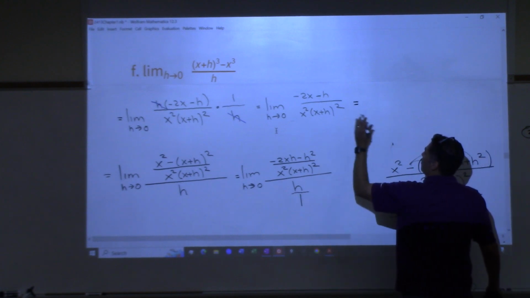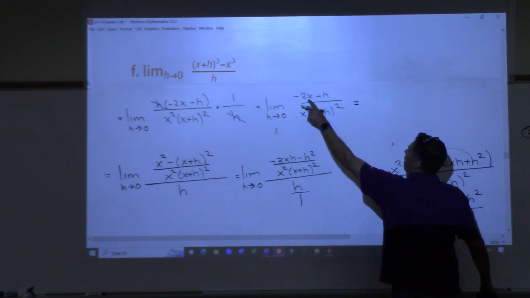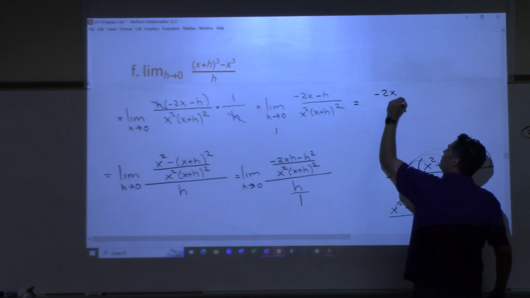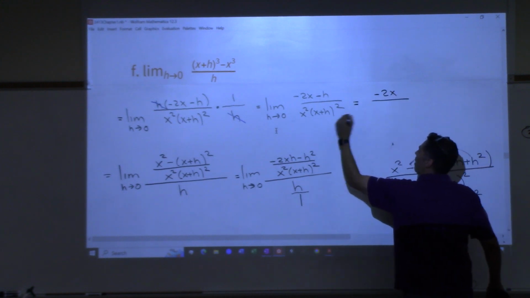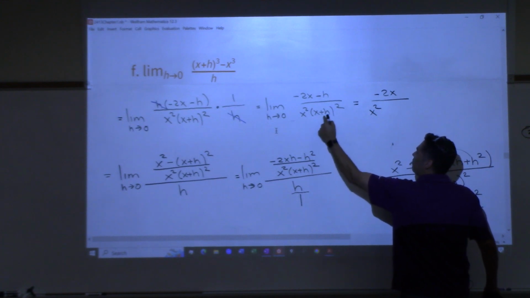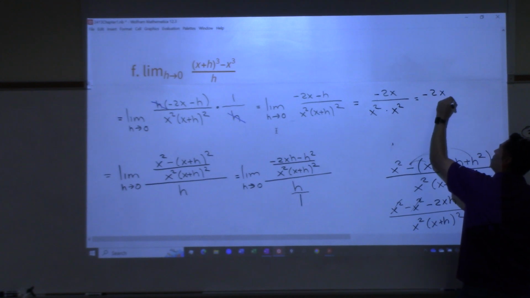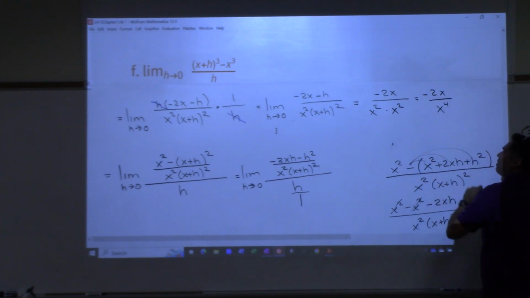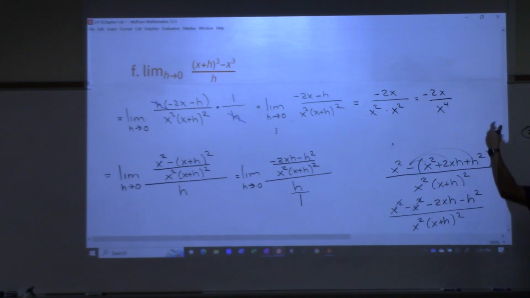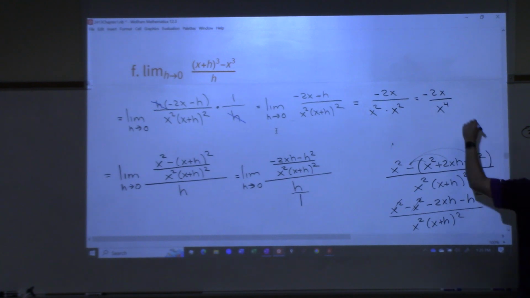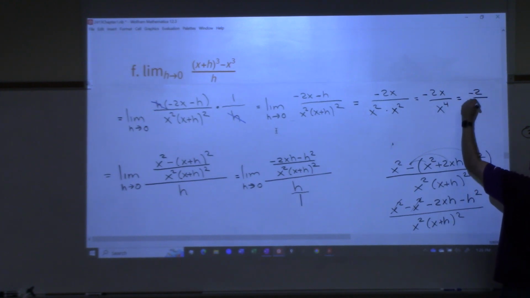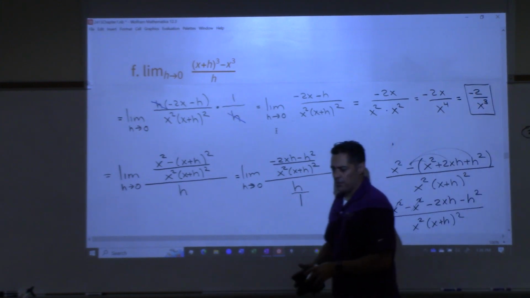h is going to 0, so I'm no longer going to write the limit. On top, I just get negative 2x. On the bottom, I have x squared, and then this h goes to 0, so I have x again here, but then squared, so another x squared. So this becomes negative 2x over x to the 4th. And then I can just get one factor of x to cancel out. So I get negative 2 over x cubed. There we go. That's my answer.